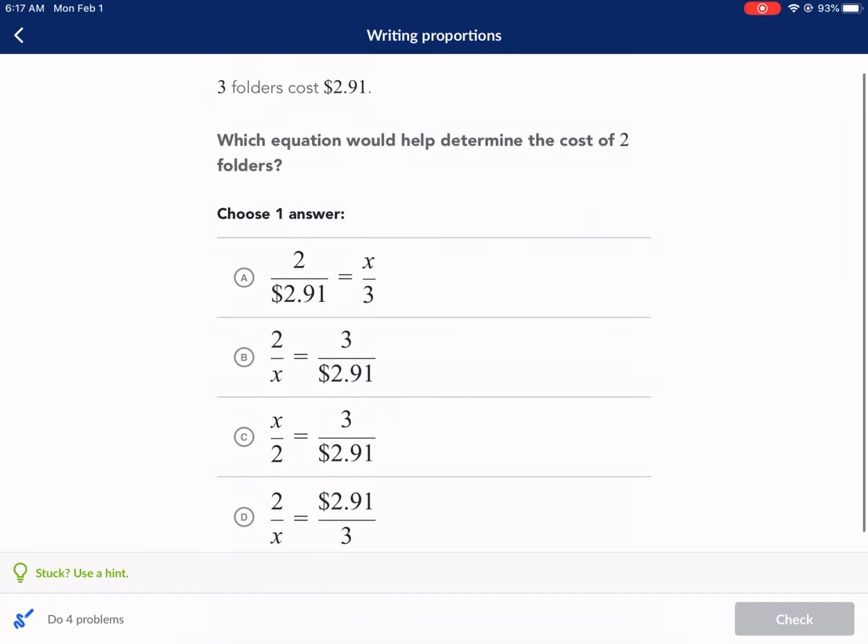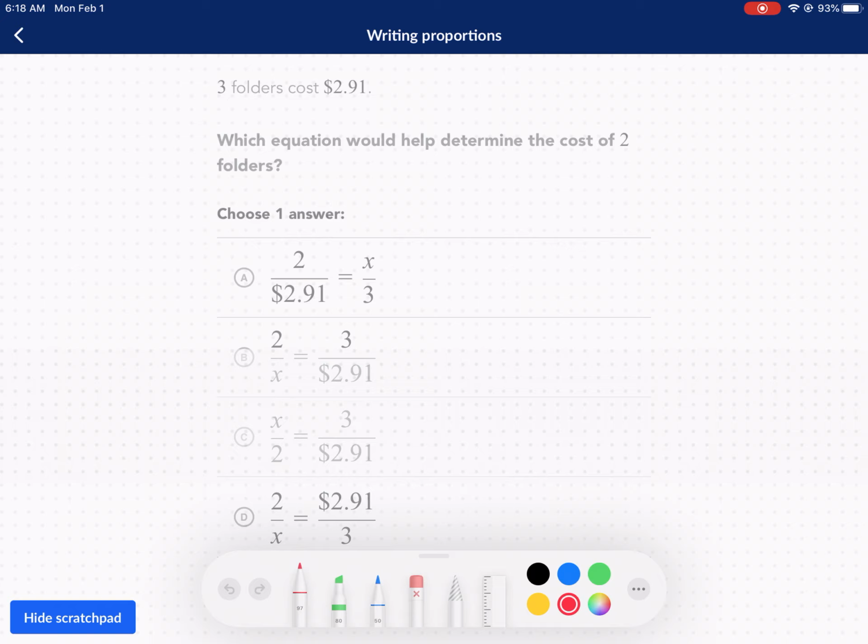Here we have three folders cost $2.91. Which of the following equations would help determine the cost of two folders? The thing you need to know about proportions is it's a comparison of two or more things.